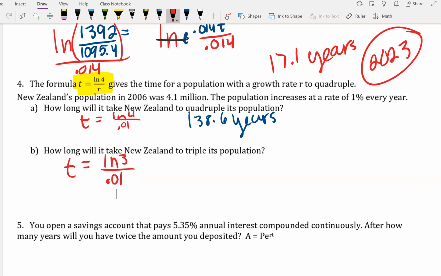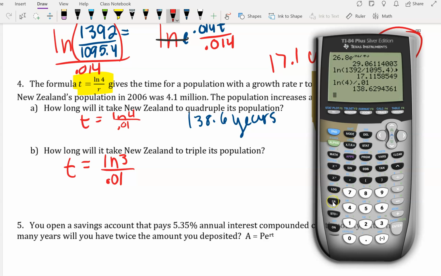We'll type that into our calculator. Natural log of 3 divided by 0.01 is 109.9-ish.